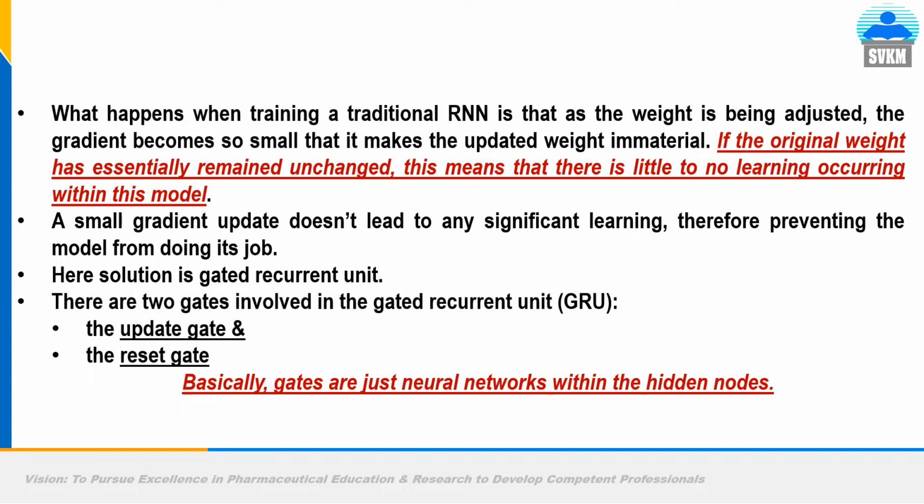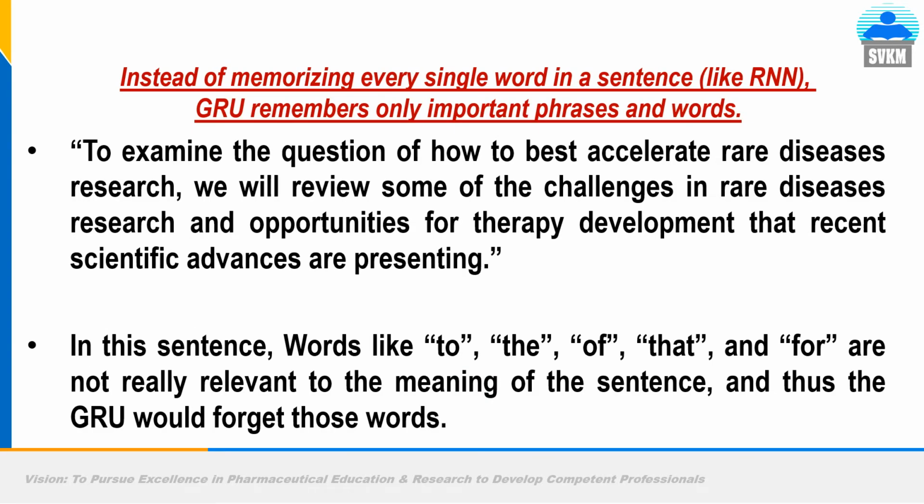Here comes the role of gated recurrent unit. It has two gates, update gate and reset gate. So basically, gates are just neural network within the hidden nodes. Instead of memorizing every single word in a sentence, gated recurrent unit remembers only important phrases and words. Another example to understand this particular concept of gated recurrent unit. It remembers only keywords or important phrases which carries the complete meaning in the sentence.